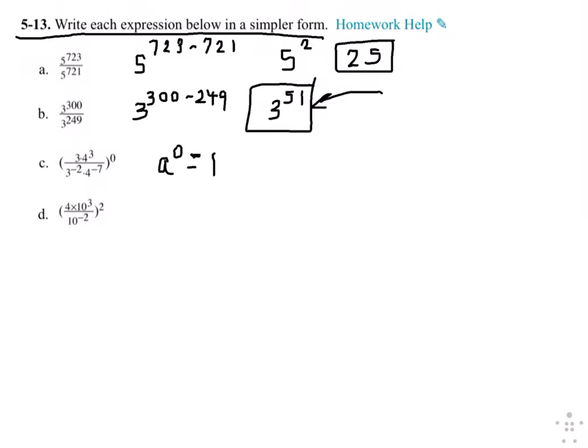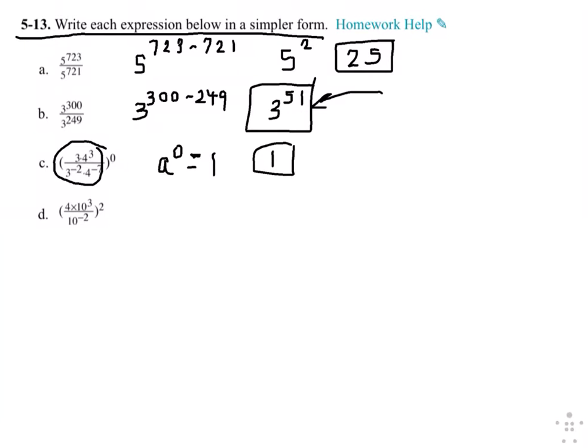Okay, C is kind of a trick question because you remember that a to the 0 equals 1, regardless of what a is, right? That's a property we learned. So in this case, we're raising this to the 0 power, so we get 1, right? Anything raised to the 0 power is 1.